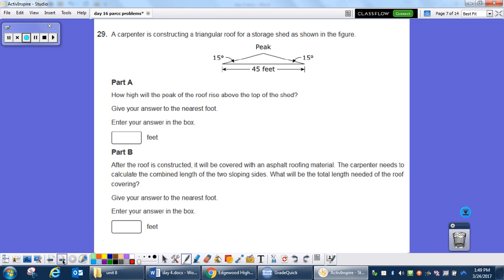All right, number 29, I will probably be setting up for you and you will have to solve. So a carpenter is constructing a triangular roof for a storage shed as shown in the figure. How high will the peak of the roof rise above the shed? Give your answer to the nearest foot. Okay? So the peak of the roof is going to be, we're going to be calculating that distance. So I will be pulling a right triangle out.